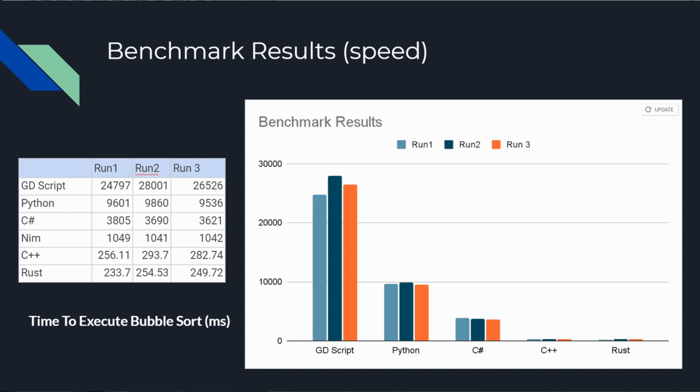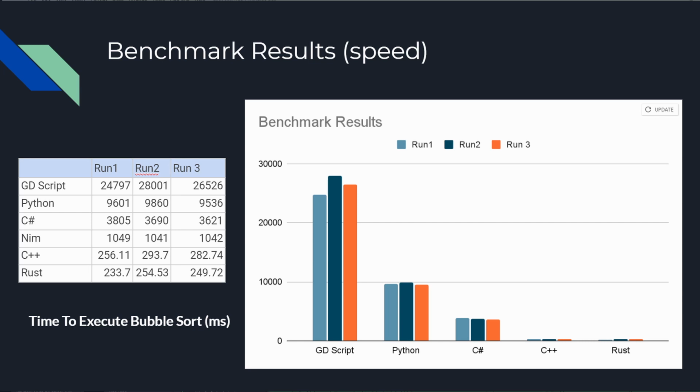Python comes in second at about 9 seconds. And since GDScript and Python are basically the same language, it's really kind of amazing to see how much slower GDScript is compared to Python. And we'll have to take a look at this for GDScript 3.0 and see if maybe there's some improvement. But as of right now, Python is way faster, even though they're both interpreted languages, which is crazy.